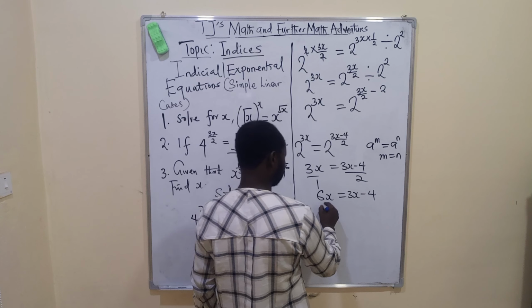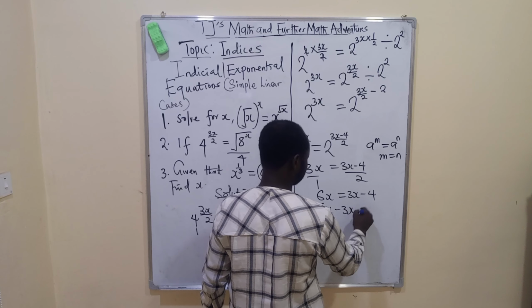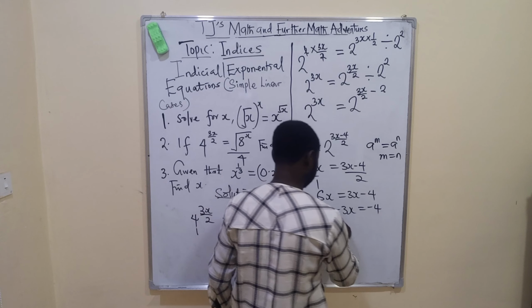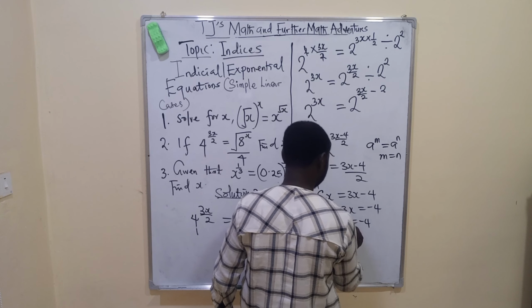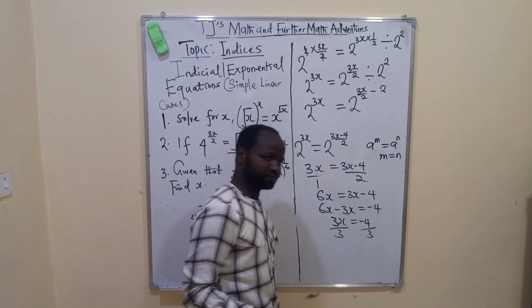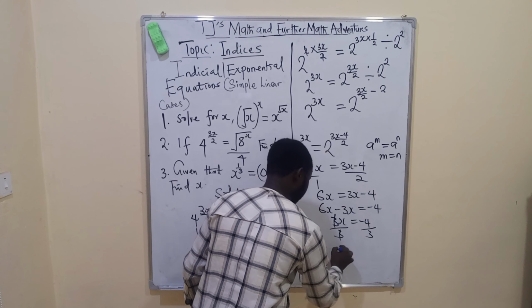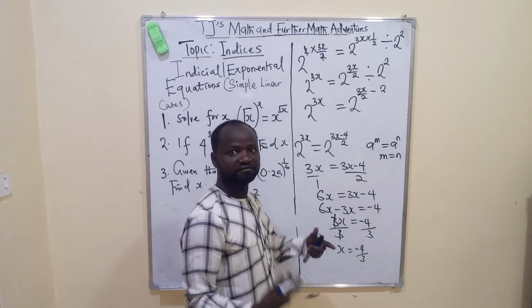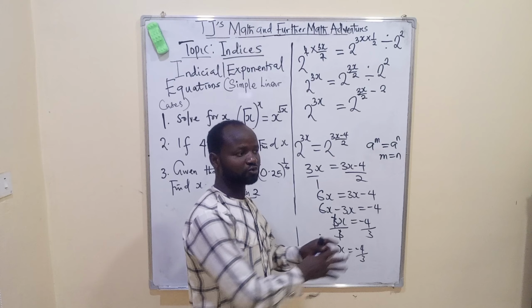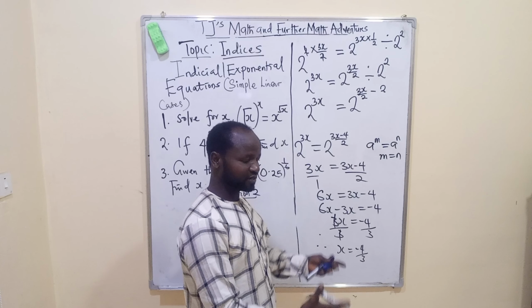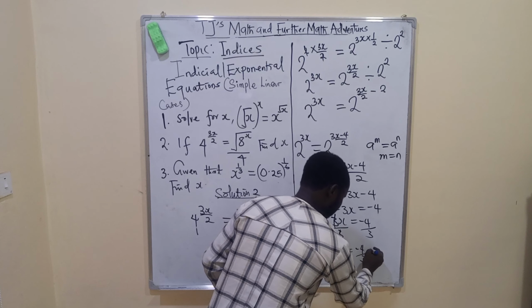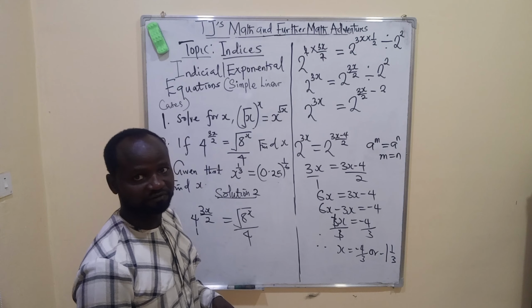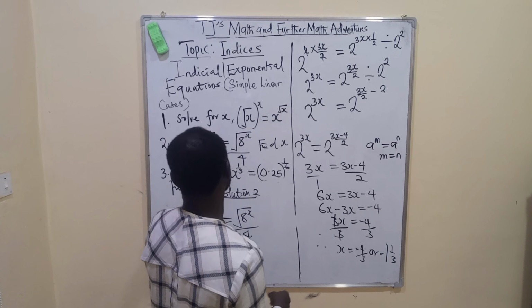So let's collect like terms. This will be 6x minus 3x equals minus 4. So 6x minus 3x is 3x equals minus 4. So we can divide both sides by 3. So therefore, x now is equal to minus 4 over 3. And this is an improper fraction. So we have to leave our answer as a proper fraction or mixed fraction or decimal. So 3 into 4, it will be minus 1 whole number 1 over 3. So this will be the value of x to question 2.